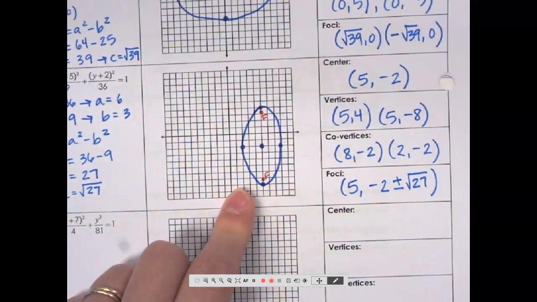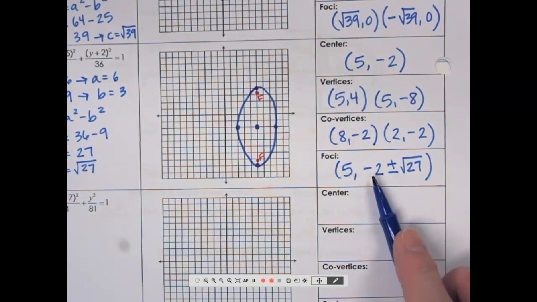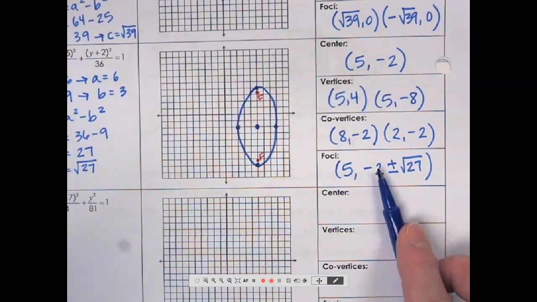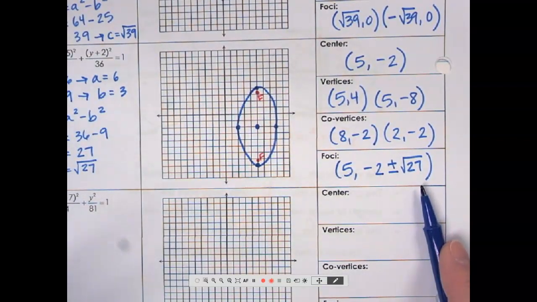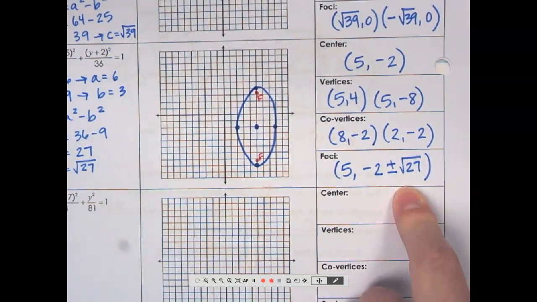And that counts for both ordered pairs. I went negative 2 plus square root of 27. That got me to one ordered pair. The next one, I went from negative 2 down square root of 27, and that got me to the other one. And that's the exact y-coordinate without using a decimal.